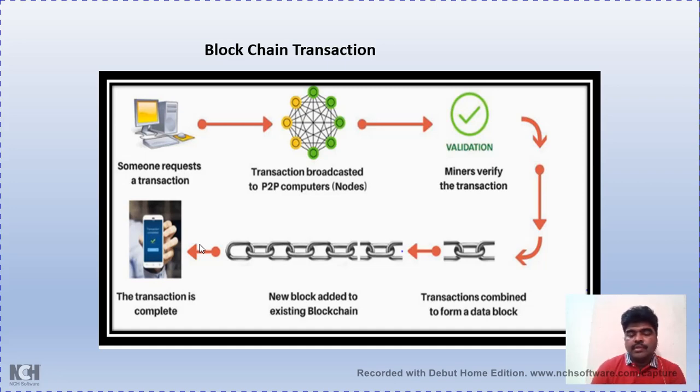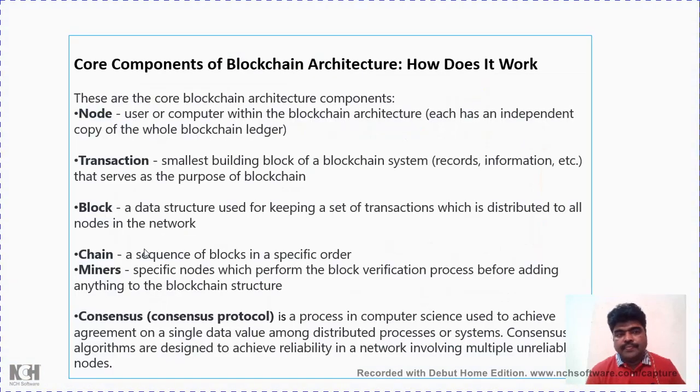Because cryptography is introduced here, the data is encrypted at the sender side and decrypted at the receiver side, which gives the real transaction information. In this way the transaction is completed. So this is the flow of how a particular blockchain transaction happens. This is the blockchain transaction.